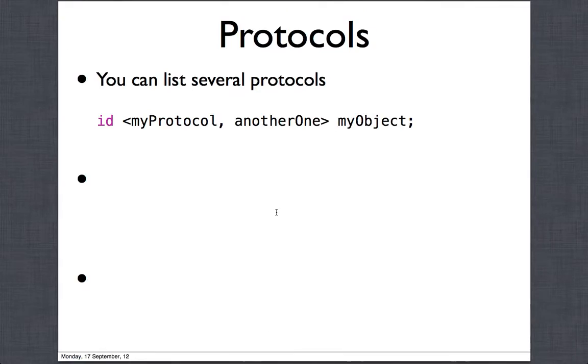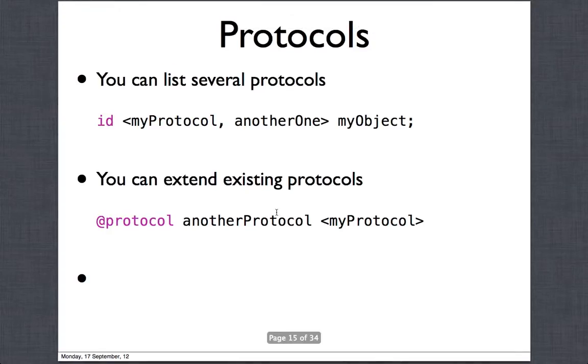There are three things you have to remember about protocols. First of all, just like with categories, you can put several protocols in this object definition. So you're saying my object will conform to my protocol and another one, which is another protocol. You can extend existing protocols. So this is sort of inheriting a protocol when creating a new protocol. And it's sort of the same syntax even.